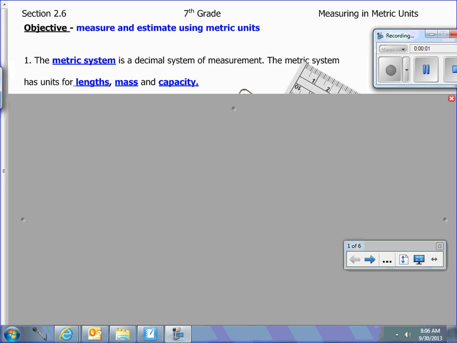Going to discuss today as we measure and use metric units in 2.6, the metric system. The metric system is a decimal system of measurement. The metric system has units for length, mass, and capacity.